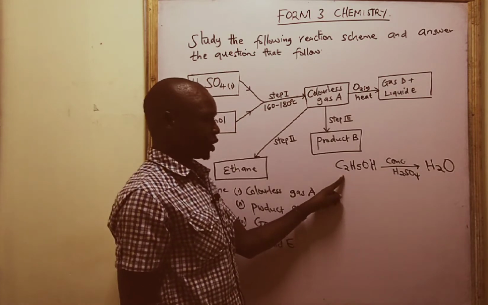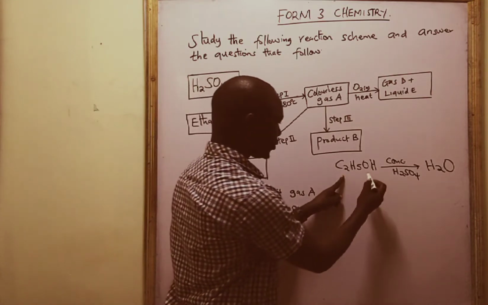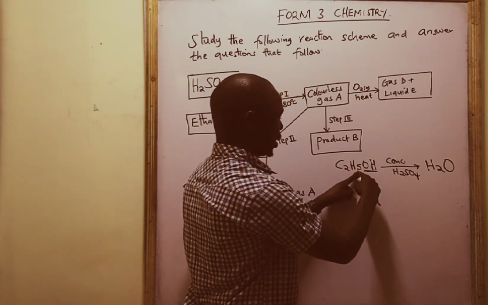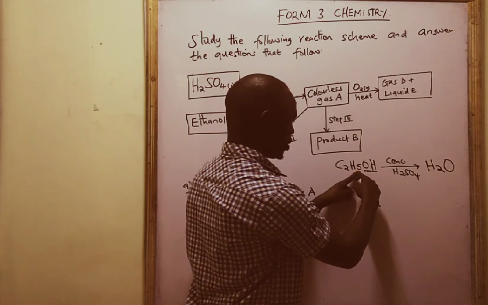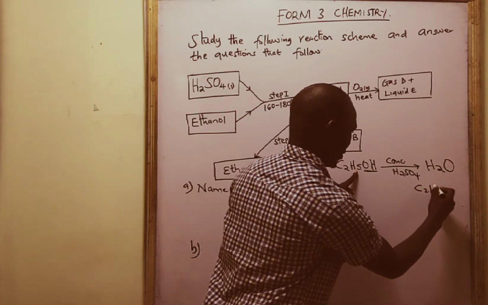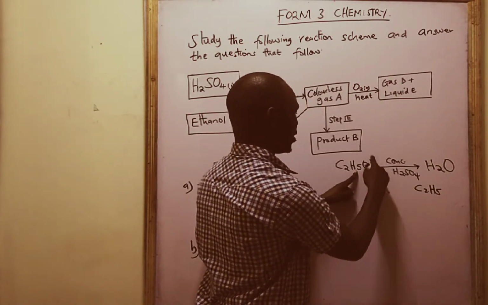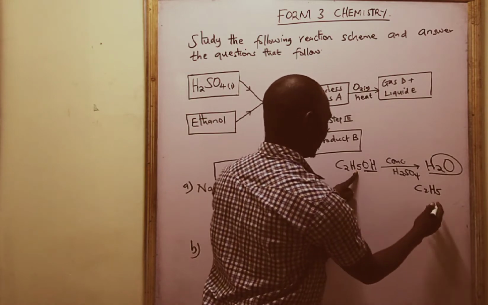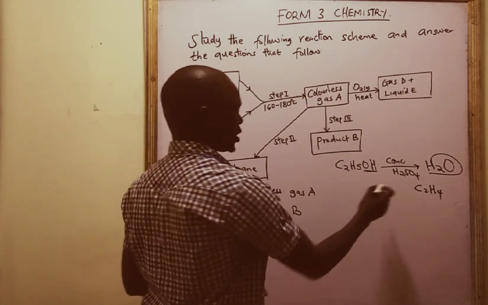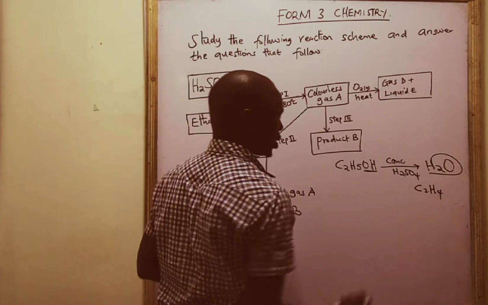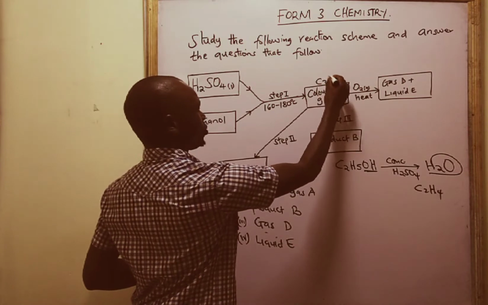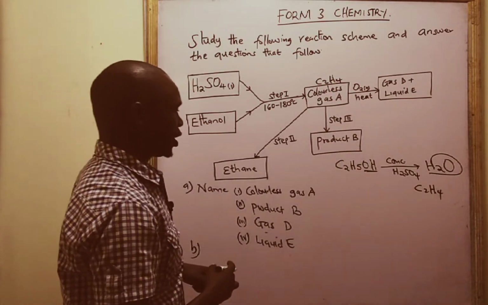In this case, if concentrated sulfuric acid removes water, we are going to have the formula of the water, which is H2O, meaning the OH requires only one hydrogen from the hydrocarbon part. So if we remove one hydrogen from here, we are going to remain with C2H5. Then the one hydrogen will combine with OH to give us water. So we are going to have C2H4, which is our colorless gas. So we have C2H4, which is ethene gas.